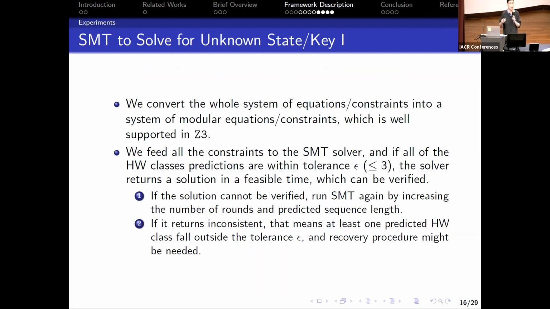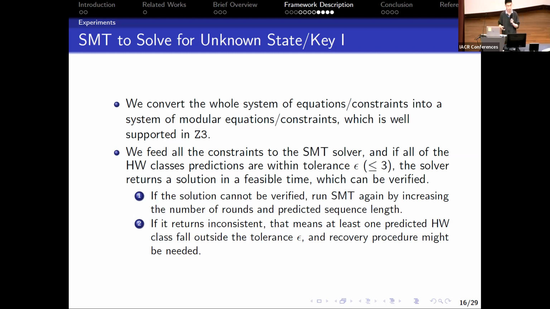Once we get the MLP result, we pass it to the SMT to solve for the unknown key or state. So we basically convert the system of equation constraints to a system of modular equations, which is better supported in Z3. We feed all these constraints to the SMT solver, and if the Hamming weight class predictions are within the tolerance, the solver will return a solution within a feasible time. Hopefully it's a unique solution. Then we can verify by feeding it back to the cipher and checking the correctness.